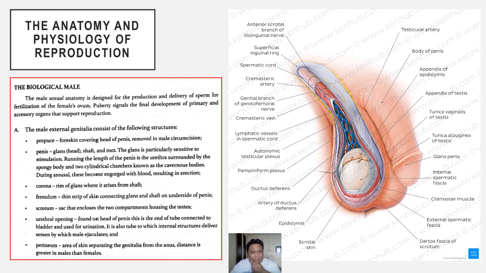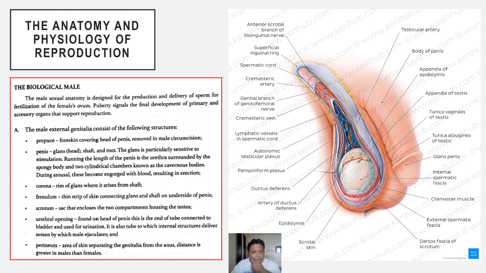Okay, the penis has the glans, the head, the shaft, and the root. The glans here is particularly sensitive to stimulation. Running the length of the penis is the urethra, surrounded by the spongy body and two cylindrical chambers known as cavernous bodies. During arousal, these become engorged with blood, resulting in erection.